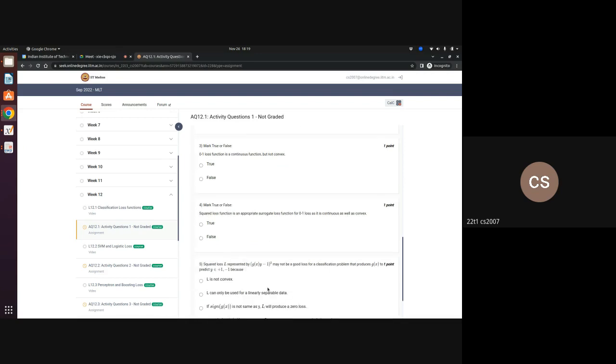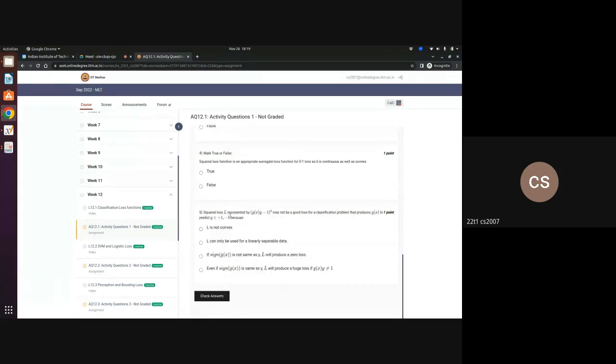Yeah. Next question, which is a continuation of whatever we just discussed. Squared loss represented by (w transpose x into y minus 1) squared may not be a good loss function. Why? L is not convex. No, this is untrue. This is false because L is actually convex. L can only be used for linearly separable data. There's nothing like that, so this doesn't make sense. If the sign of w transpose x is not the same as y, L will produce a zero loss.